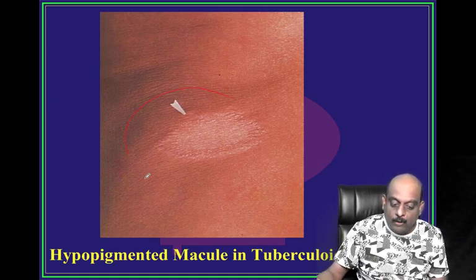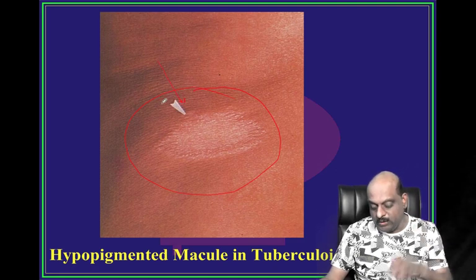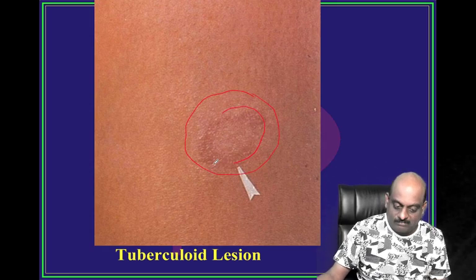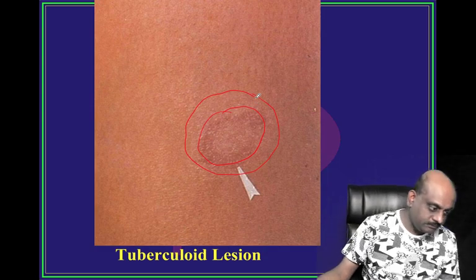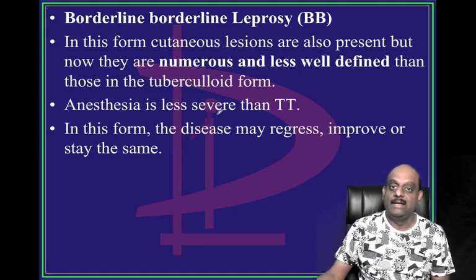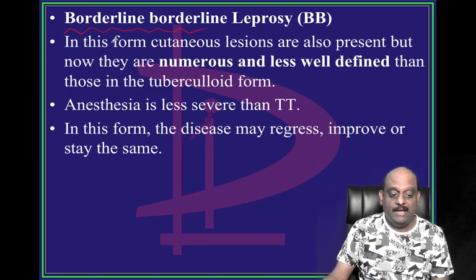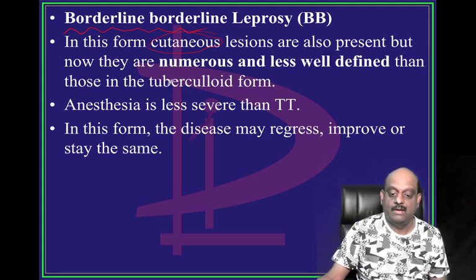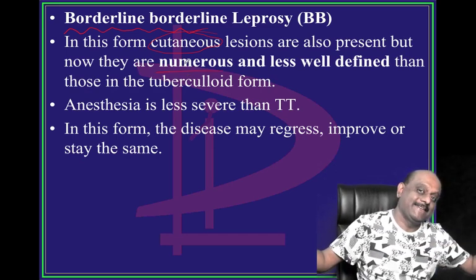So, if the examiner shows a hypopigmented macule, what will you say? Tuberculoid leprosy. This has an erythematous border. Hypopigmented macule. That is tuberculoid. Then what is borderline? Borderline BB, what is it? It is a cutaneous lesion, but more numerous. That is borderline.